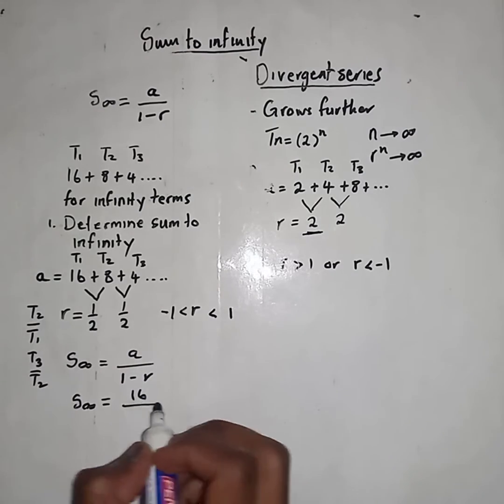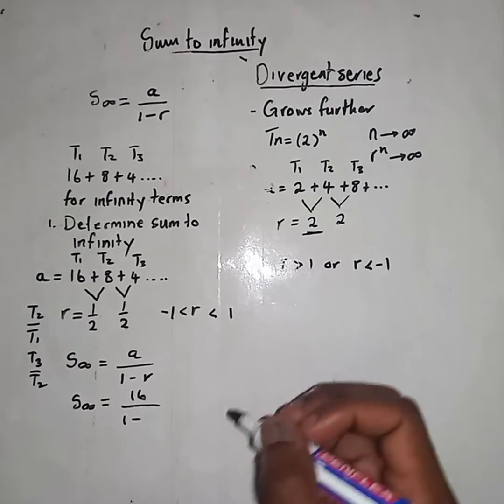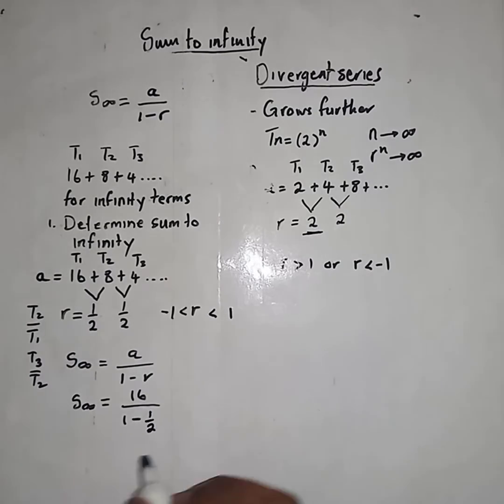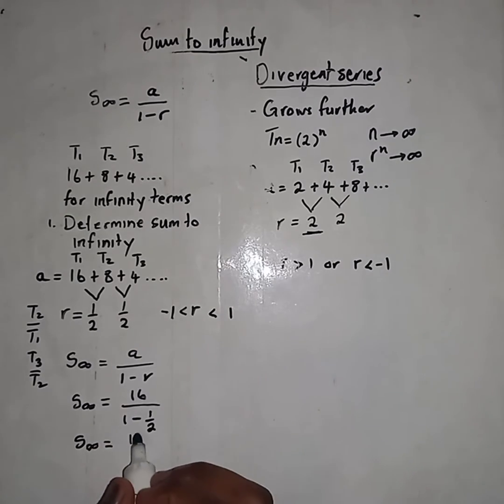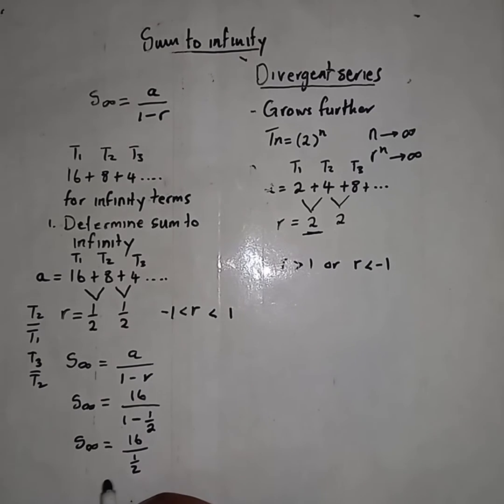The a value is 16. 1 minus r value, it's 1 over 2. See? Then 16 minus 1 minus 1 over 2, still get 1 over 2. If you further simplify this, you must get the value of 32 for this one. I hope you do understand the following. Let us continue.